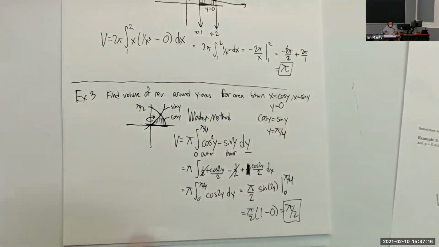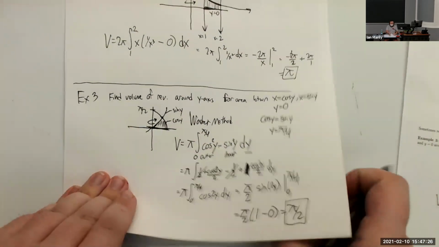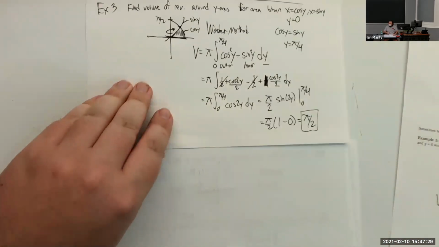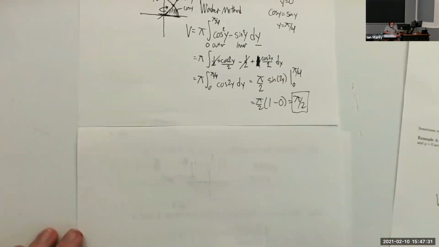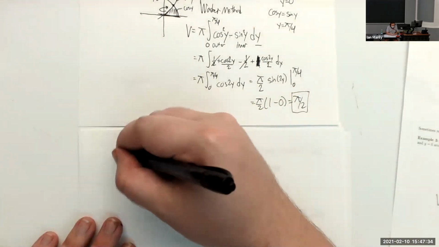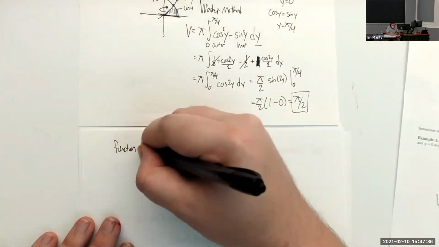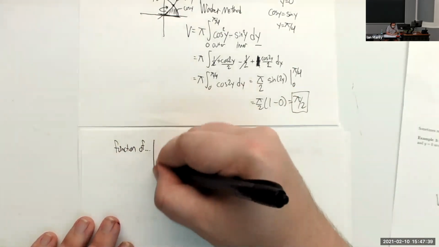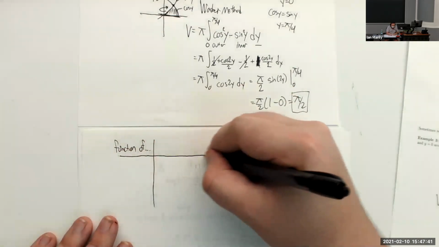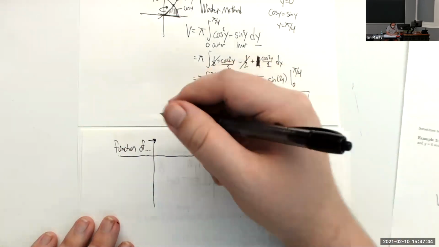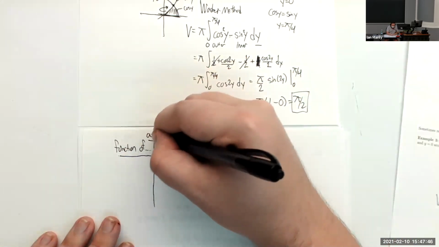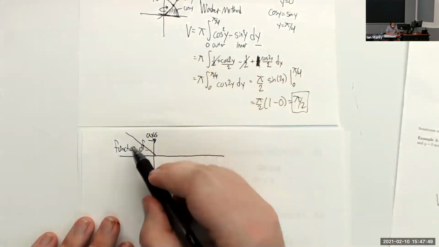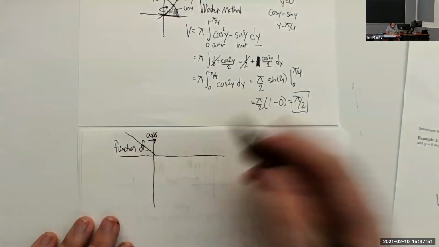So now the question remains though, why did I select to do the washer method here? And how do I know which method to pick depending on my situation? And for this, I'm going to draw the following chart. This chart will help us pick out which method when. Okay, so in the column here, we're going to have function of, and then down this way, we're going to have the axis. So we're going to have function of as the columns, axes as the rows.